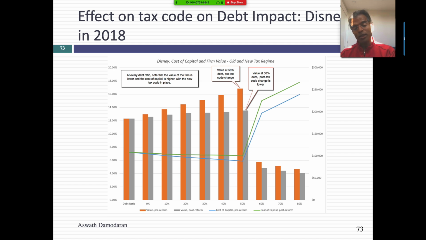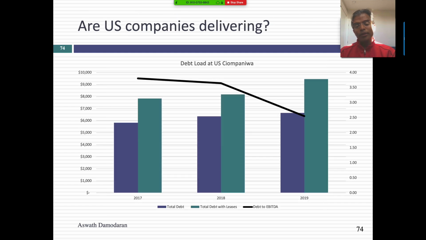But for many of the companies in my sample, when I changed from the old tax code to the new one, the optimal dropped pretty significantly. I then looked at US companies to see if they were lowering debt after the Tax Reform Act, and I was a little disappointed by what I saw.